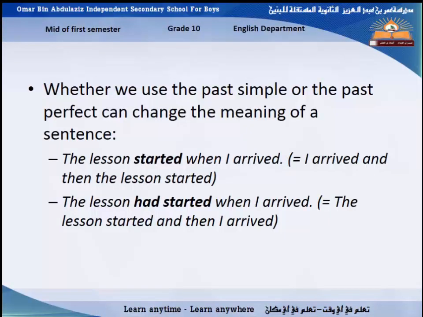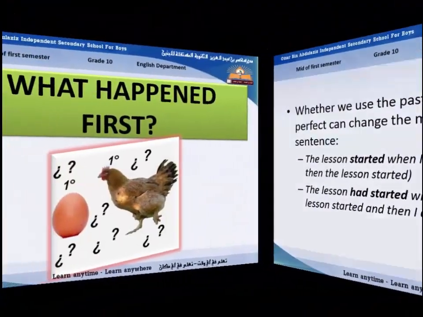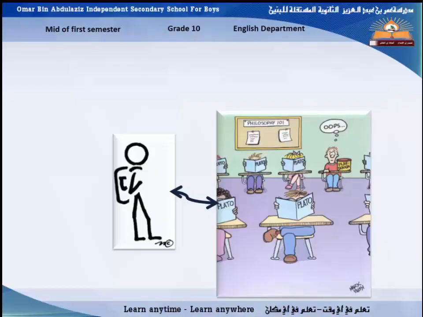Whether we use the past simple or the past perfect can change the meaning of a sentence. The lesson started when I arrived. I arrived and the lesson started. The lesson had started when I arrived. The lesson started and then I arrived. What happened first?